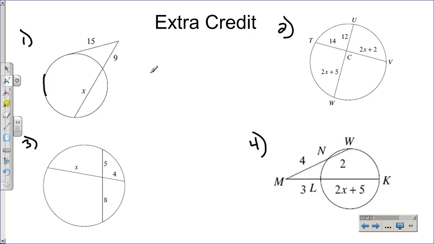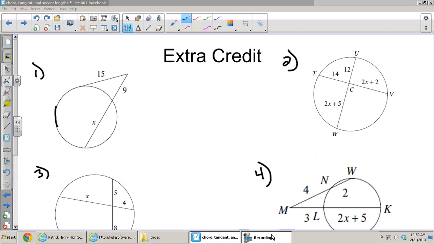Alright, so here's your 4 extra credit problems. For each of these problems, just tell me what the value of x is. Okay, remember the rules. If they're on the inside, it's part times part equals part times part. If they're on the outside, it's outside times the whole, outside times the whole. Show all your work, turn these into Mr. Riddle, get your extra credit.